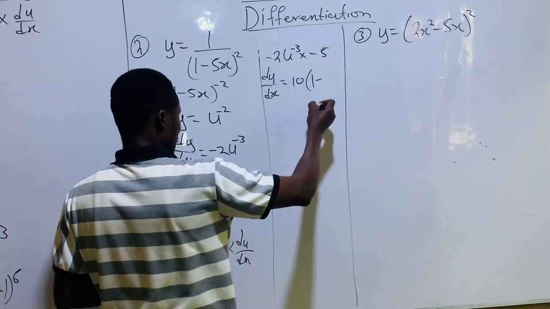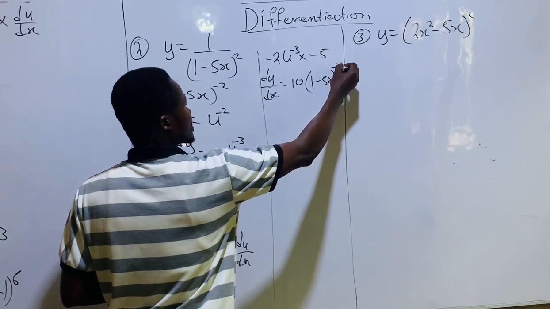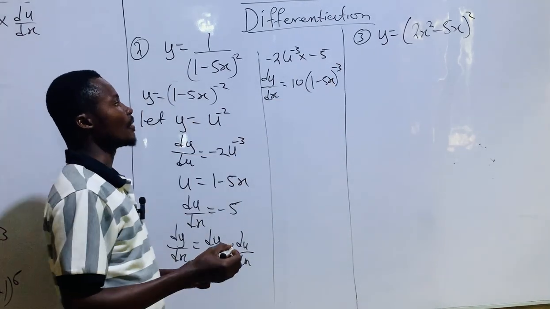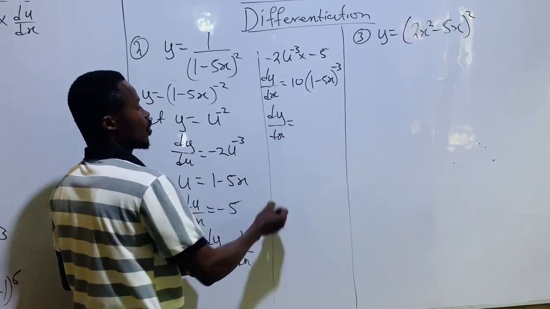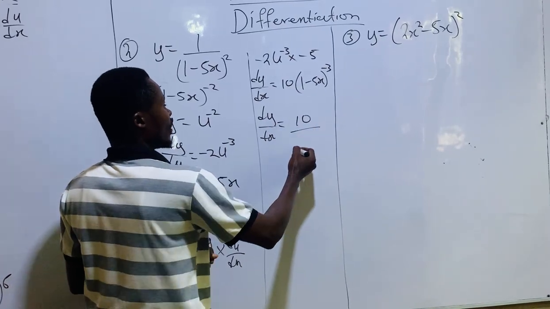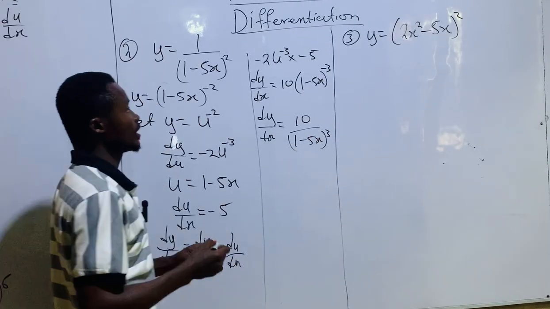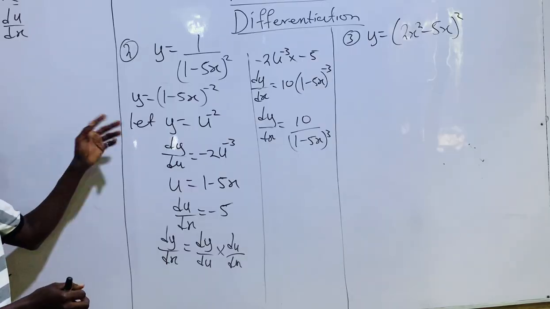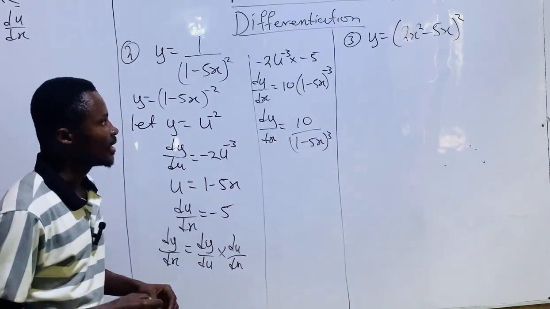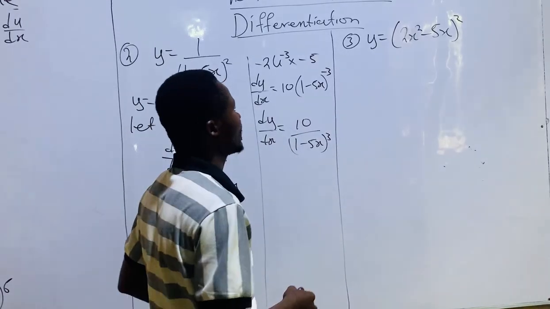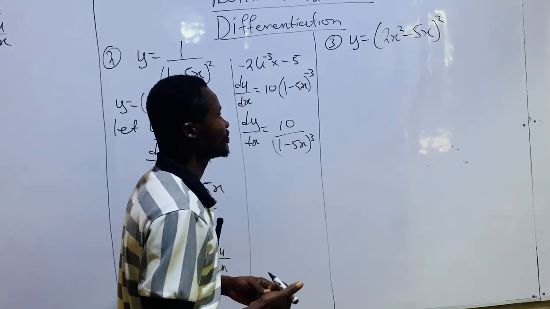So we're having (1 minus 5x) exponent minus 3. But we have to rewrite it. So we should have dy over dx equal to 10 all over (1 minus 5x) exponent 3. So this is what it means by differentiation by the chain rule. So this is our final answer. Now let's head to example 3. The same approach must be done here.